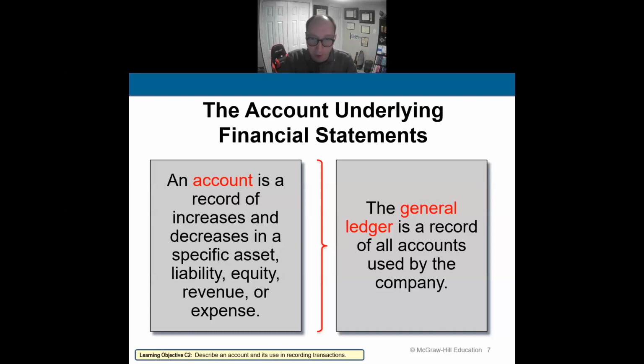So all of these different accounts are used in the process of what we call the general ledger. The general ledger is a record of all these different accounts we just talked about that are used by the company. Think of a general ledger like your checkbook. There are so many different line items on that, for cash coming in and cash going out. That's a general ledger. And it represents all these different accounts.